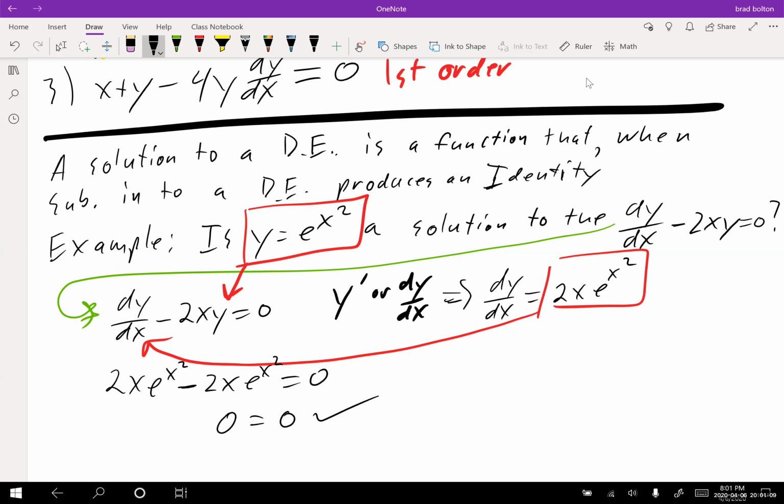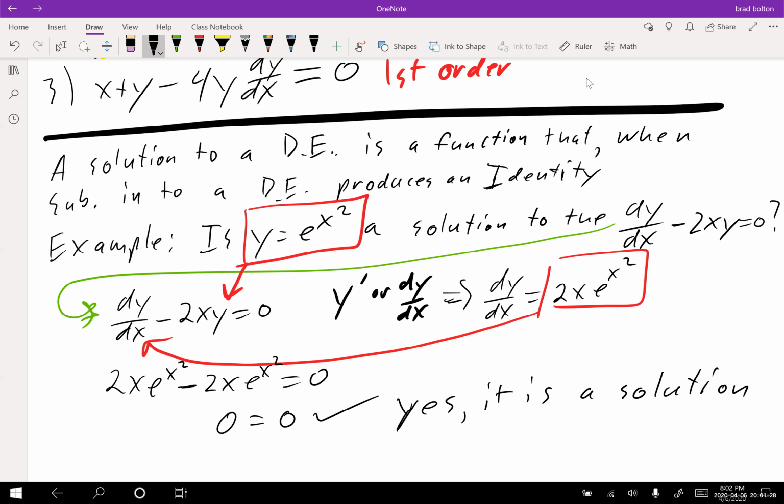Okay, does that make sense? That's what they mean by an identity: you're going to take the problem and take your value for y and plug it into the differential equation. If it creates an identity, then you're good, and you say, yes, it was a solution. If it doesn't create an identity, then it wasn't a solution. It's pretty simple, okay? Let's take a look at another one.